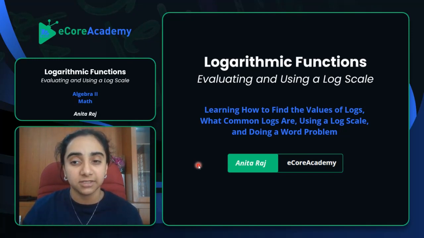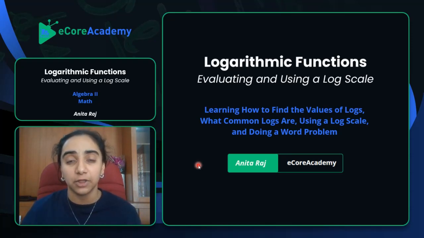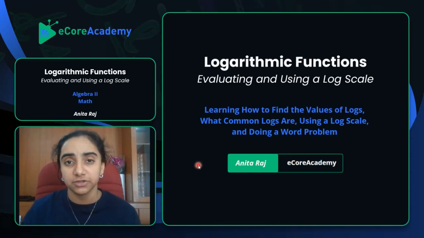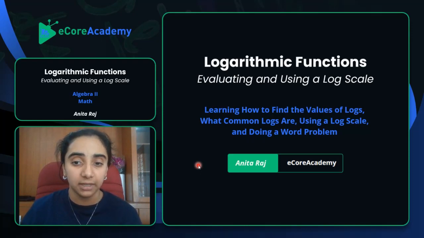So in this lesson specifically, we're going to learn how to find the values of logs. That's what evaluating means. Evaluating means finding the value of, or the numerical mathematical equivalent of. Then we're going to understand what common logs are. These are the logs you'll see that have a base 10. We're going to then understand what a log scale is, and realistic applications for that. And then we're going to end this video doing a word problem using the Richter scale, which is a measurement of earthquake magnitude.